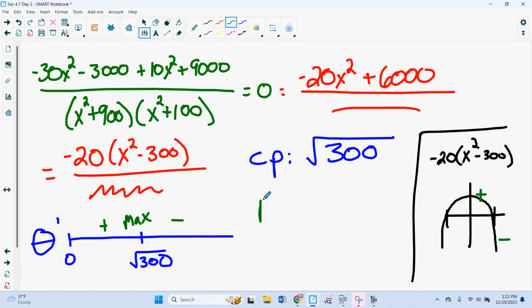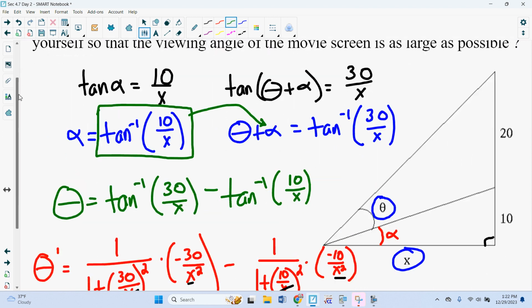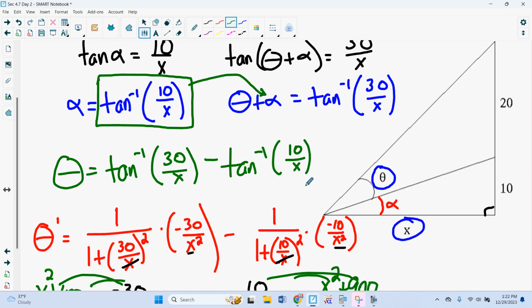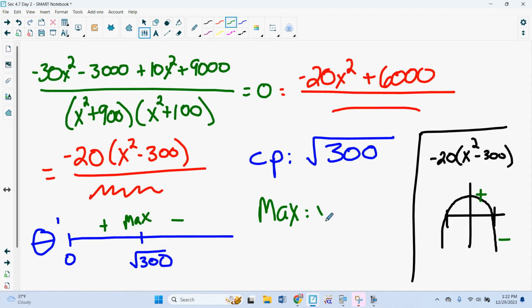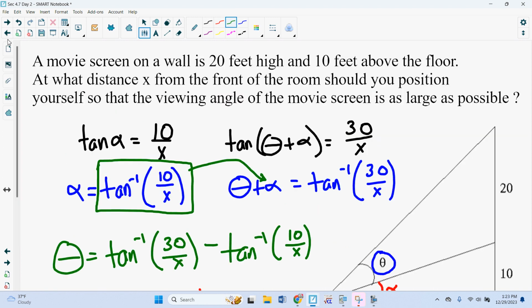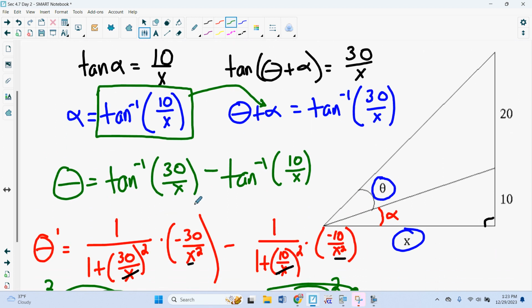So we know our maximum viewing angle is when x is equal to the square root of 300, which is about 17.32. Now, what if you wanted to actually know what the maximum angle was? If you wanted to know what the maximum angle was, to actually find theta, you have to come back to here. And you need to plug that x in.